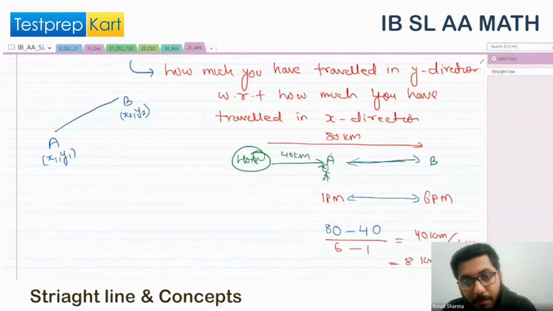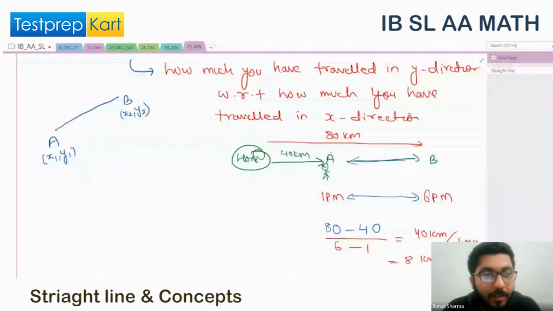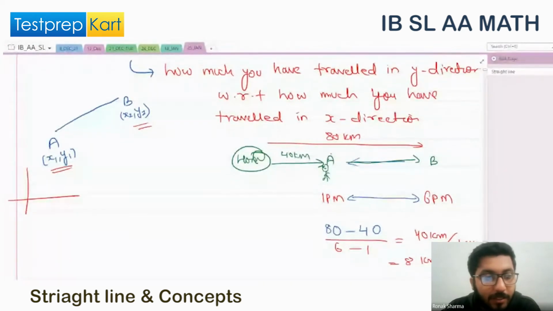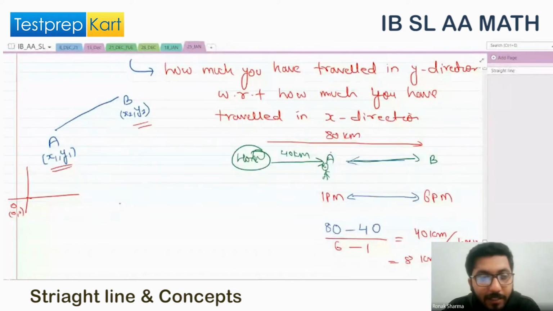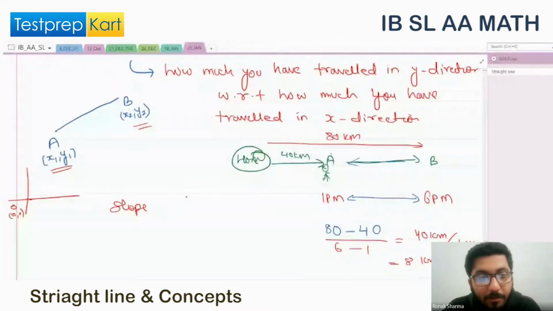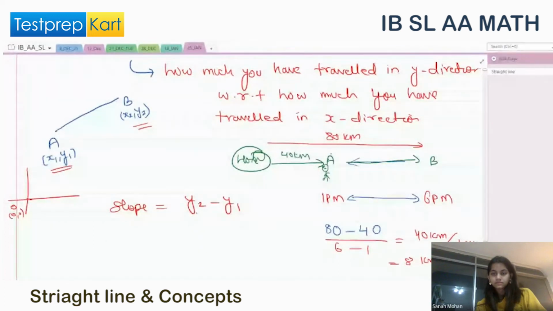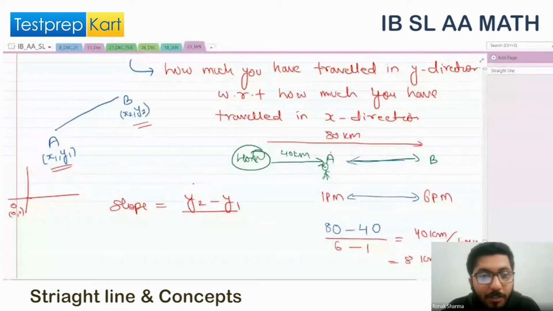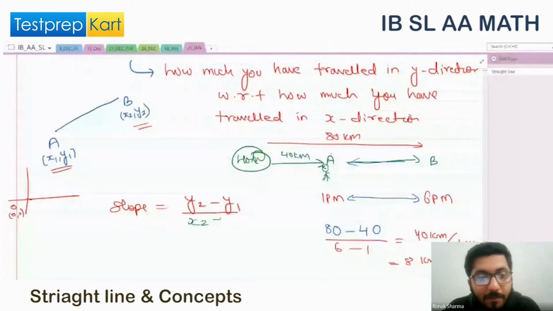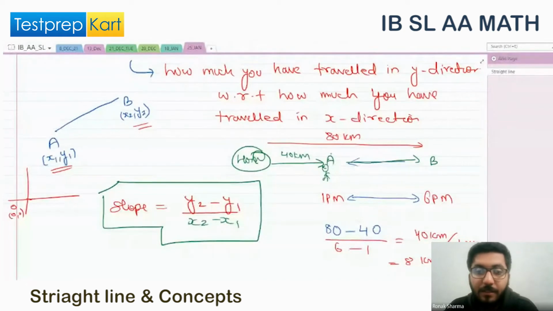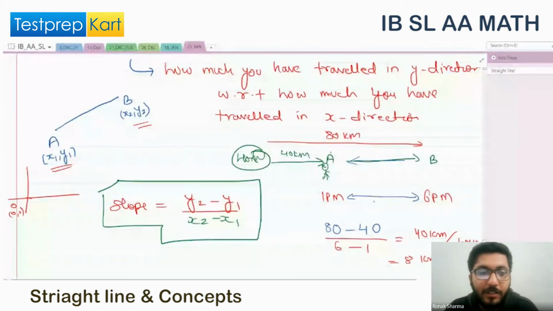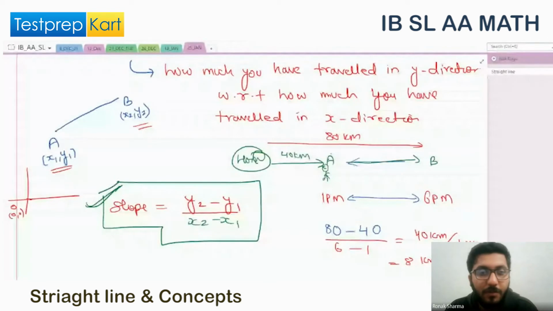Getting the point? Same thing we are going to do here. These two coordinates are with respect to the origin. How much I have traveled in y direction is given by y2 minus y1, with respect to how much you have traveled in x, which will be x2 minus x1. So this is the definition of slope that you should know: the difference in y coordinates divided by the difference in x coordinates.